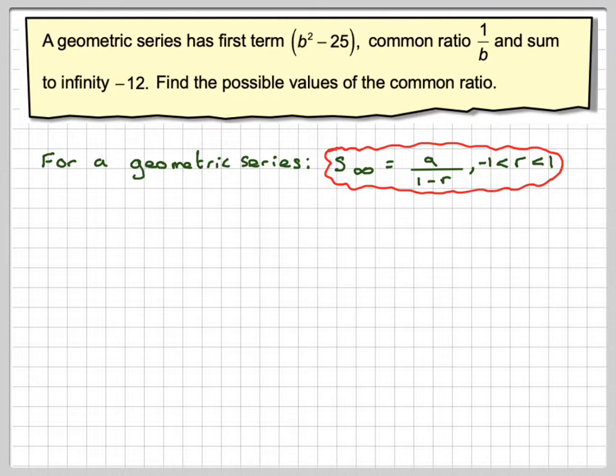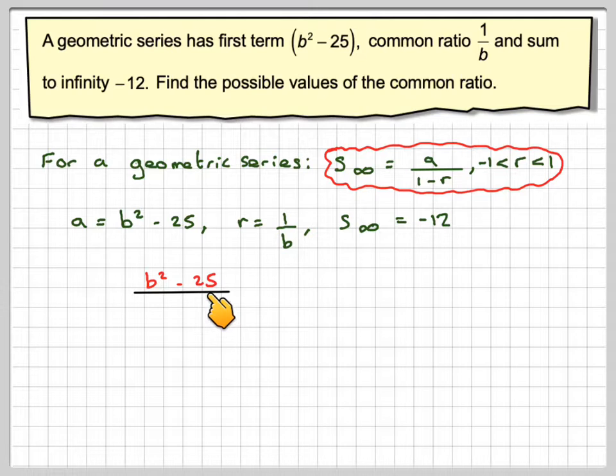So bearing that in mind, putting the values in, we have a is b squared minus 25, r is 1 over b, and the sum to infinity is minus 12. So placing all these into that formula, we get b squared minus 25 over 1 minus 1 over b is equal to minus 12. And we now need to solve this equation.